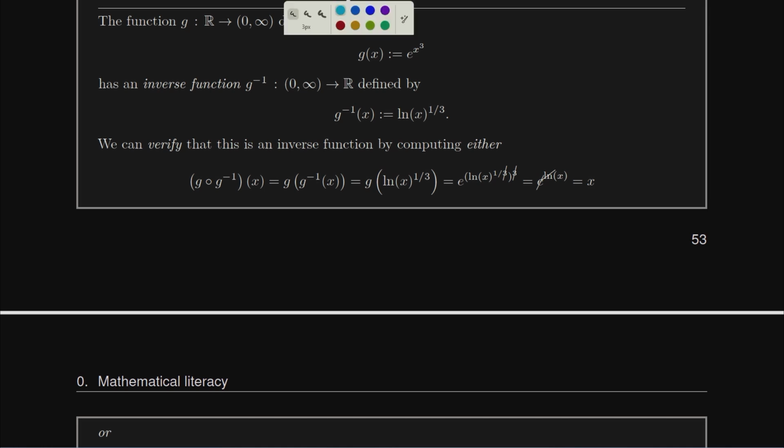I can verify inverses yet again by looking at g of g inverse, which means I'm going to take (log x) to the 1/3 and plug it in for x up here. That means it's going to go in for x up in the exponential. The powers 1/3 and 3 cancel, and then the e and the log cancel, and I'm just left with x.